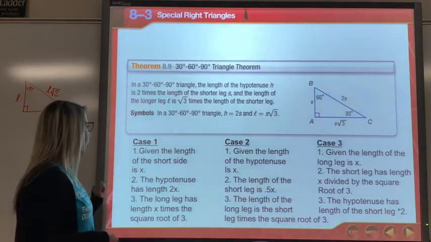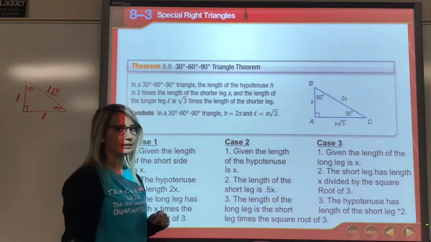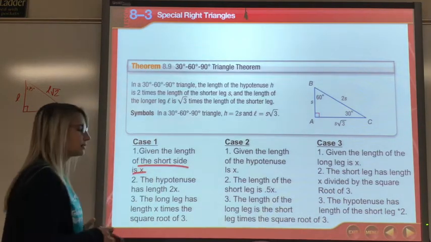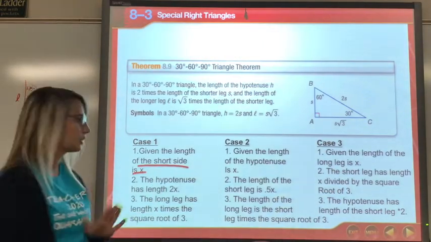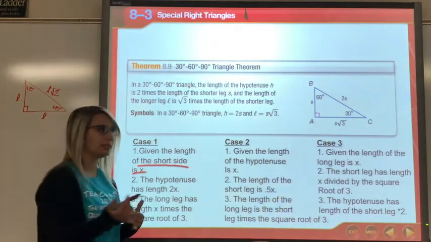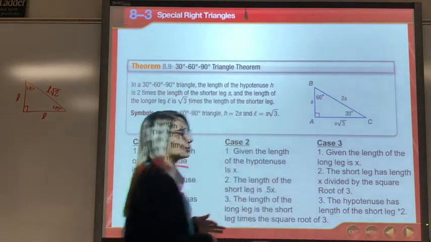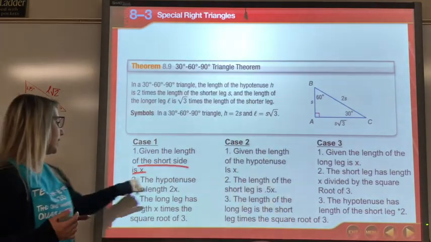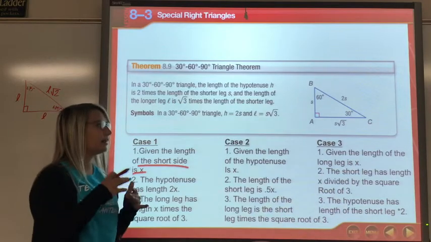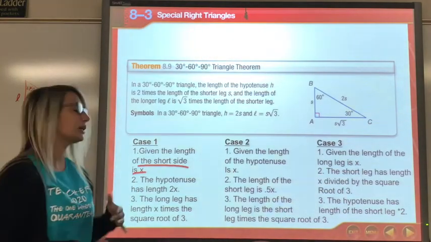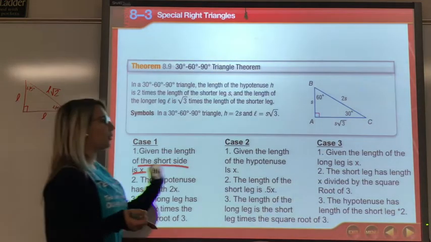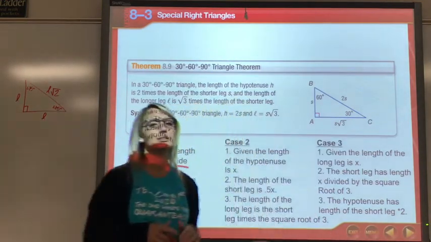Okay, so case 1 is the easiest. It's when the shortest side is given to us. Say it's X. Okay? Next, we'll want to find the hypotenuse because that's really easy. We just double it because it's 2 times X. Okay, now the long leg is that X times the square root of 3. Kind of similar to what we did over here with the root 2, but now it's that other leg times root 3.